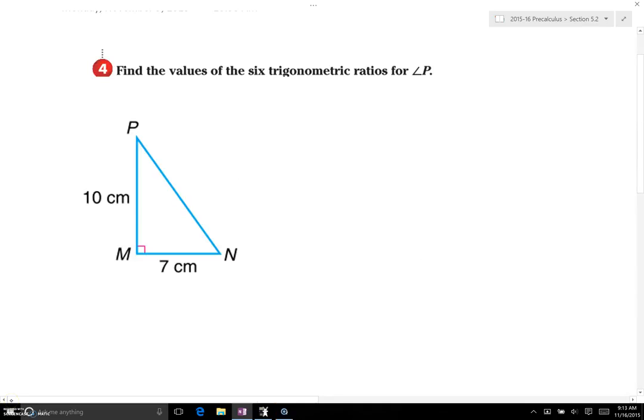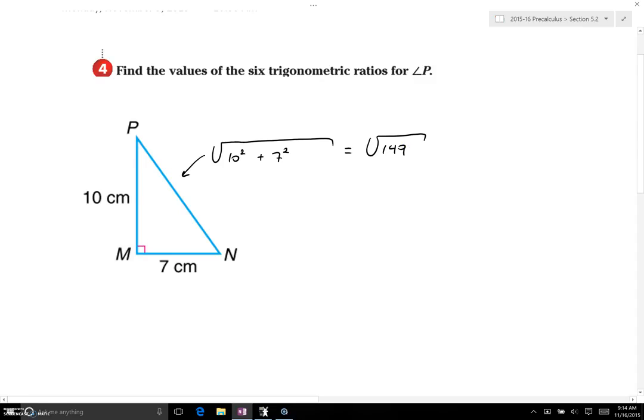Okay, so for our last problem, we'll just try to find all 6 trigonometric ratios for a given angle. So in this case, we're going to do P. Before we can do that, we need to find the hypotenuse. Remember that the hypotenuse is equal to the square root of the sum of the squares of the other sides. So we're going to get the square root of 10 squared plus 7 squared. And so that's going to end up being the square root of 149.